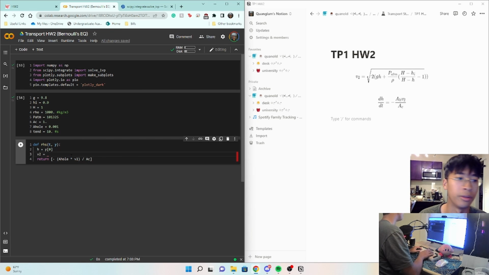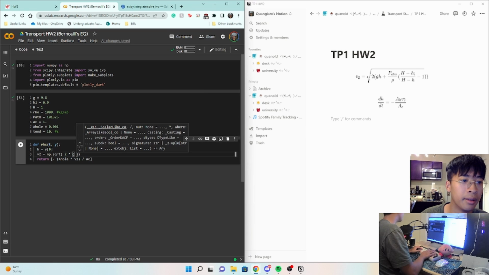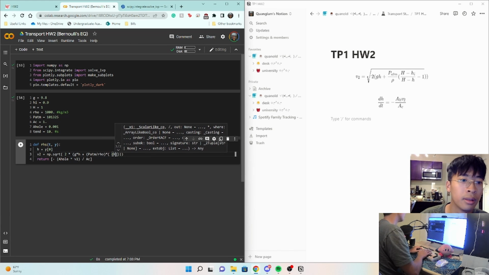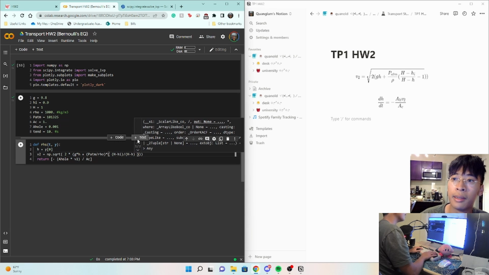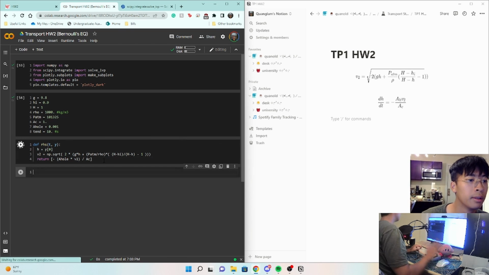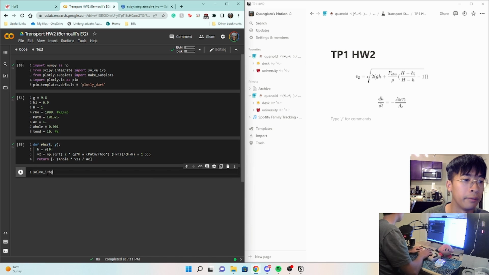So v2 is equal to, you have to be extremely careful with parentheses here. You have to be careful and deliberate. Make sure not to make mistakes and make sure all of your parentheses get closed, right? h minus hi over h minus h minus 1, and check this out. Close, and close the square root. We're all good. So now we can go off and solve_ivp.